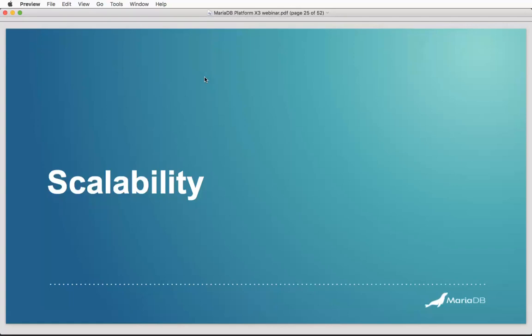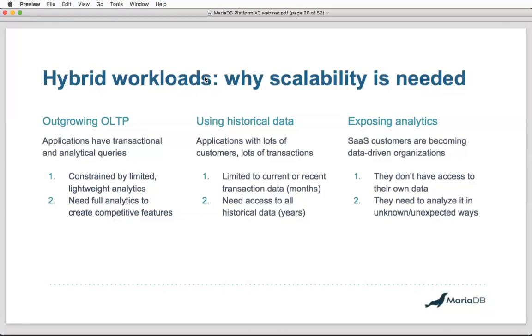I did want to talk a little bit about scalability. So what we see from our customers is they usually fall into three buckets. Some people have simply outgrown their OLTP database. So if you think about that earlier slide I had, when you have a small database with small amount of data and small number of users, you can get away with all the transactions and analytics that you want. But as you grow, you start to hit those boundaries.